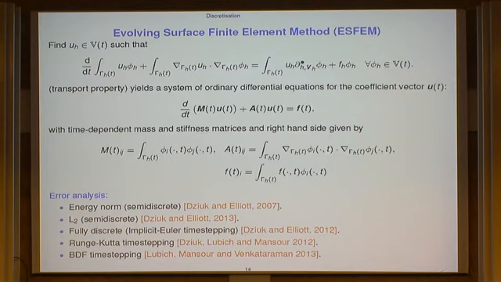They showed optimal L2 error bounds in a later paper. And they showed an optimal error bound for a full discretization, where we discretize in time with an implicit Euler method. It's also interesting to look at other time discretizations of the system of ODEs because the mass matrix and stiffness matrix are time dependent. And in particular, Dziuk, Lubich, and Mansour looked at higher order Runge-Kutta methods for this system of ordinary differential equations. And together with Lubich and Mansour, I looked at BDF time stepping schemes. And again, you can prove optimal error bounds for these numerical methods.